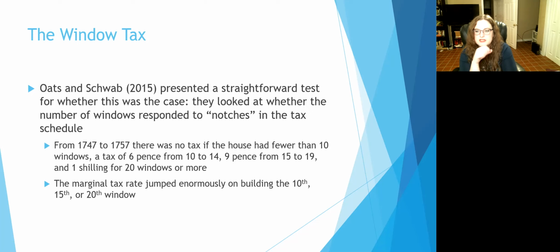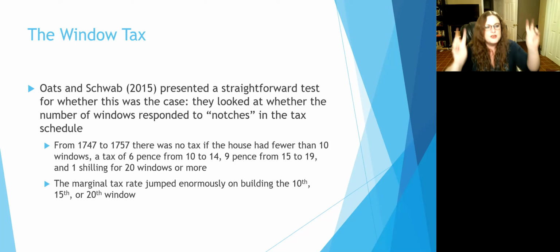Okay, then 10 to 14. So I could have 14 windows and at that point get taxed 6 pence. But if I add a 15th window, it goes up to 9 pence. You raise my taxes by 50% for one window? No. I have an incentive to stay at 14 windows. Again, at 19 windows, right? If you can stay at 9 pence instead of 1 shilling, you might want to do that. So you might stay at 19 windows. So there are these notches that are created where people see the different tax cutoffs.